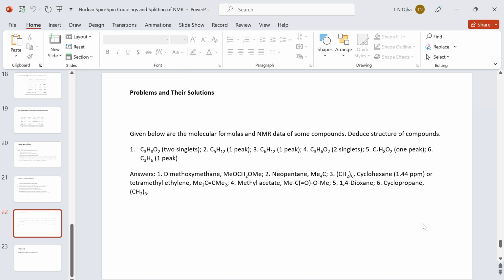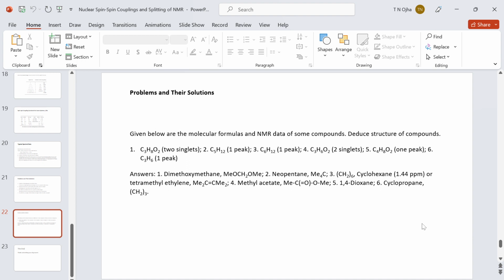For cyclohexane, it is 1.44. For the other one, it is a bit larger. Another problem, C3H6O2, two singlets. One possibility is methyl acetate. But the chemical shift data must be given for full analysis. Another formula, C4H8O2, one peak. If only one peak is appearing, then the molecule must be 1,4-dioxane, no other possibility. C3H6, one peak. If only one peak is appearing for this molecule, it must be cyclopropane.